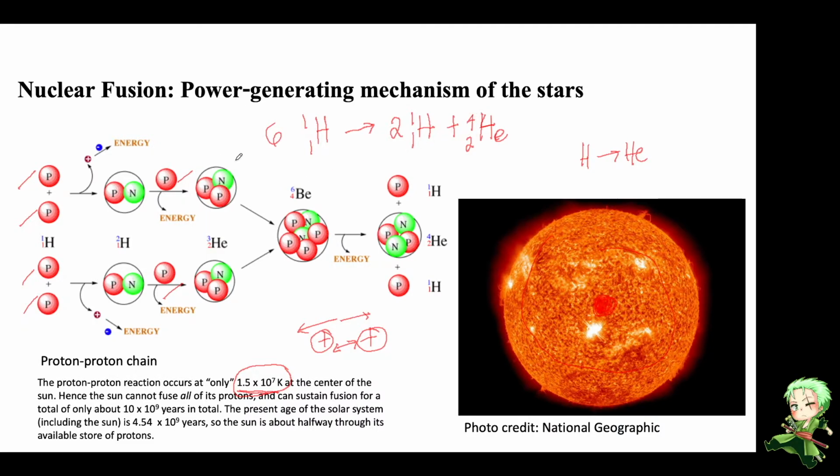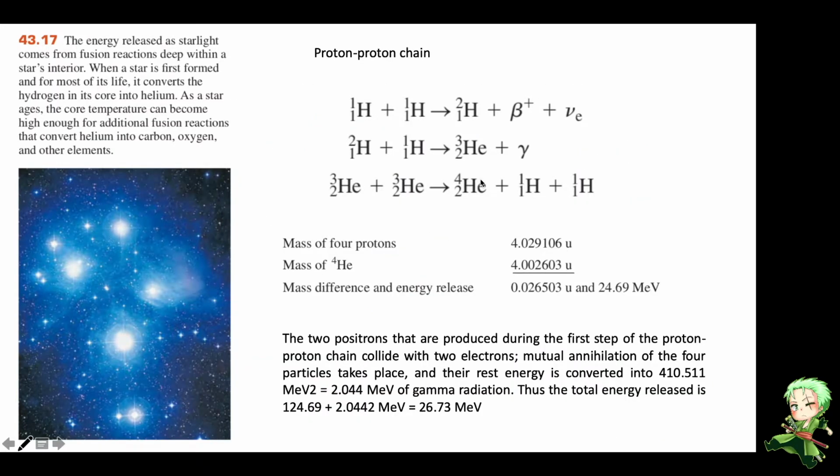And since this is a chain of fusion reactions, normally along with this reaction it releases energy, in the form of gamma photons and also in the form of neutrinos. Okay, so I think this is more on the proton-proton chain as a review.